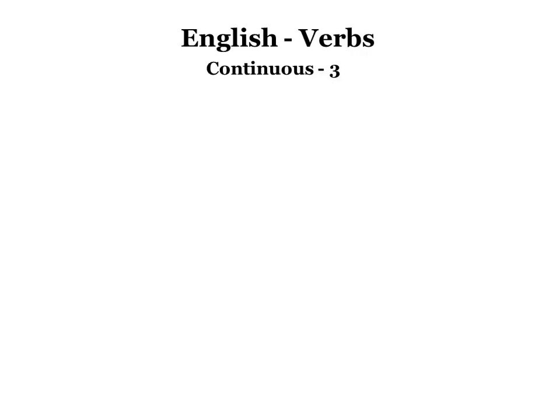English Verbs, Continuous, Part 3. These verbs have a double consonant. For example, one-syllable verbs like stir. Do you remember your vowels? A, E, I, O, U.